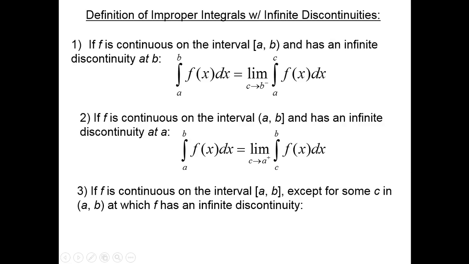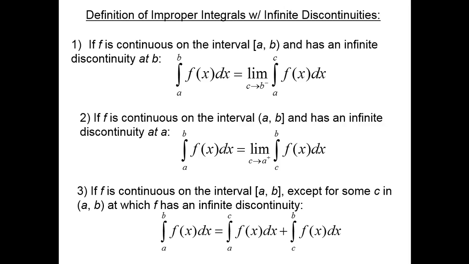And in the last case, if we have an infinite discontinuity inside of the interval, then we have to break it up into two separate integrals, similar to the ones we did yesterday where we went from negative infinity to infinity. So the integral from a to b turns into the integral from a to c, which we would evaluate using this one-sided limit we had up here, plus the integral from c to b, which we would evaluate using this one-sided limit here.